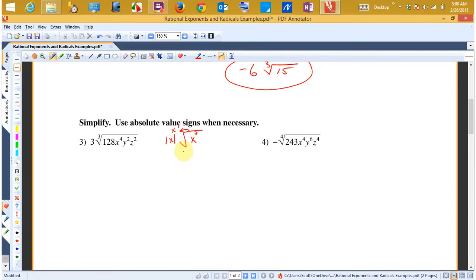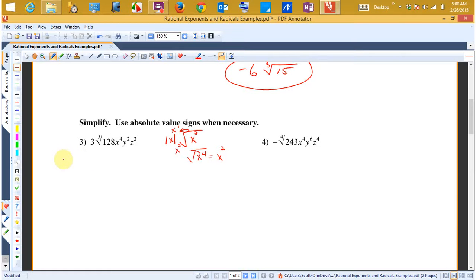Now, if it would be something such as a square root of x to the fourth power, then what would come out is an x squared, so the fact that it's squared would take care of the negative, and that would just simply come out as x squared, and I wouldn't have to use any absolute values. So I only need to use absolute values when I'm taking an even root, and what I'm taking out comes out with an odd exponent. And if I have a cube root, I don't have to worry about it at all. So let's go ahead and work on this one.